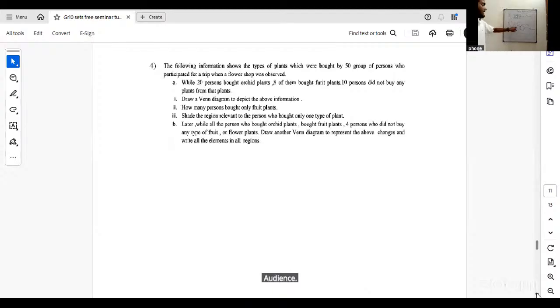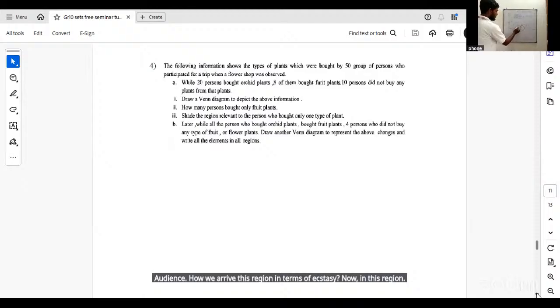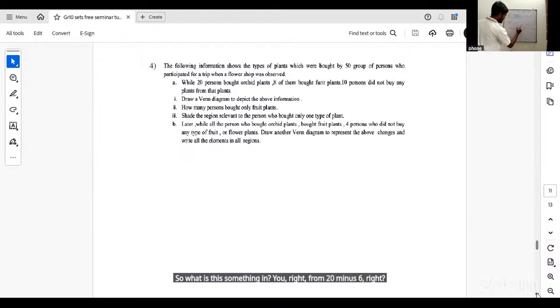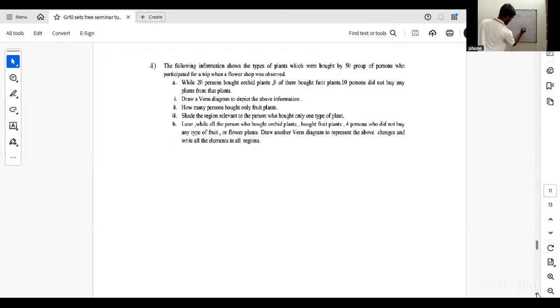Now we write these regions in terms of x. In this region, x plus something will be 20. So what is this something? It is 20 minus x, since 20 minus x plus x will be 20. Same thing here: x plus something will be 8. The something is 8 minus x, and 8 minus x plus x will be 8.